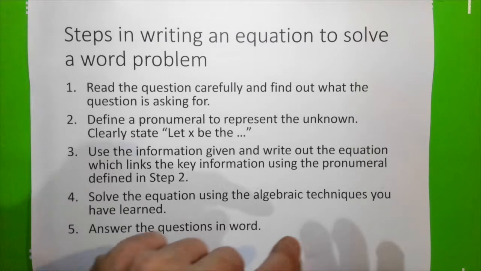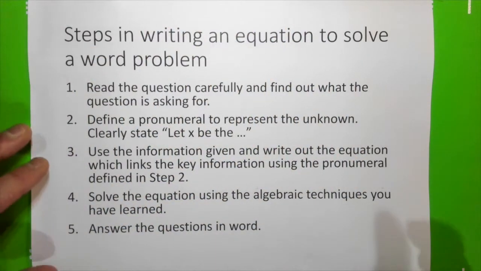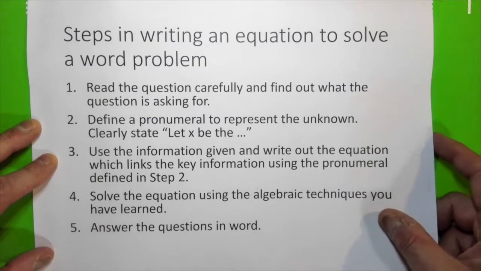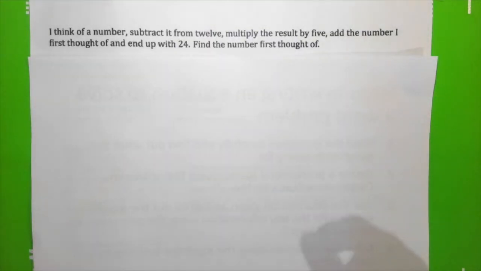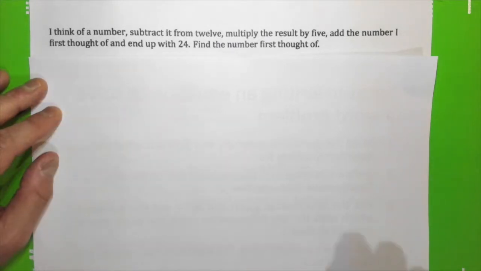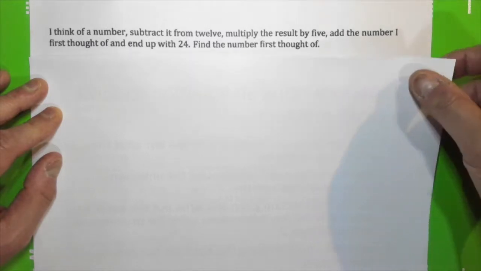Now that you have time to write down the steps and think about how you do it, let's have a look at some examples. First one: I think of a number, subtract it from 12, multiply the result by 5, add the number I first thought of and end up with 24. Find the number I first thought of.